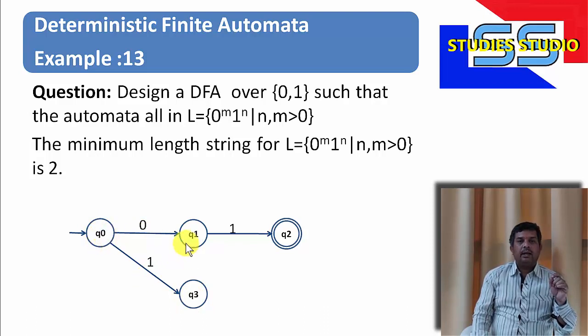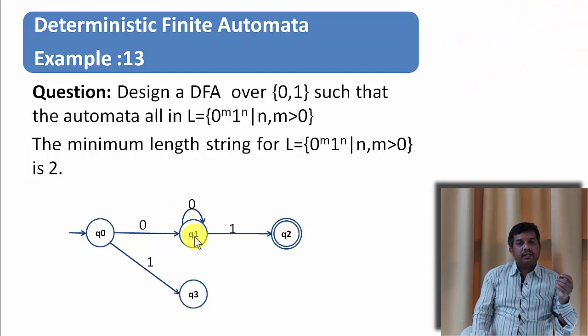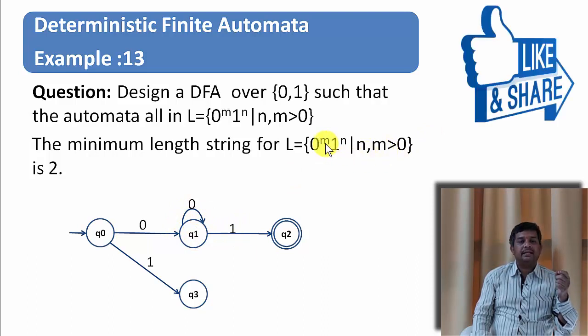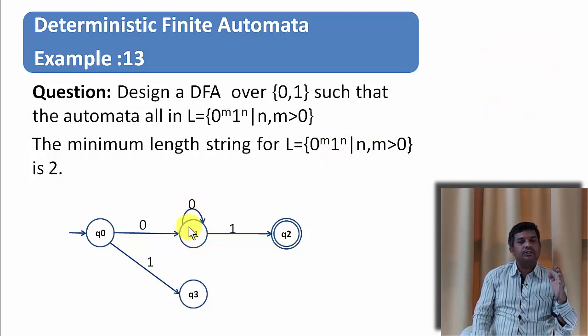On state Q1, 1 is defined. What about 0? If any number of 0 comes, it is welcome, because before this 1 we can have any number of 0, as we have already said that m is greater than 0. So on Q1 we can have any number of zeros. Now on Q1, 0 and 1 we have defined.